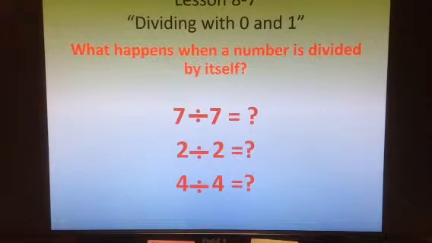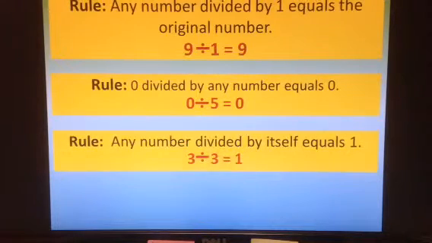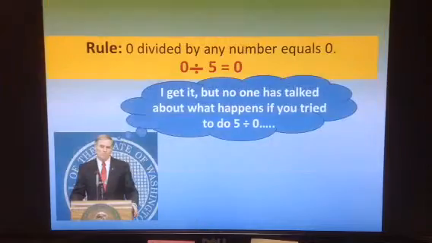What happens if a number is divided by itself? I threw in a trick problem like this earlier in the PowerPoint. 7 divided by 7, 2 divided by 2, 4 divided by 4. They all get the same answer. It's always 1. Any number divided by itself equals 1. So there's the 3 rules we learned. Any number divided by 1 equals the original number. 0 divided by any number equals 0. And lastly, any number divided by itself equals 1.